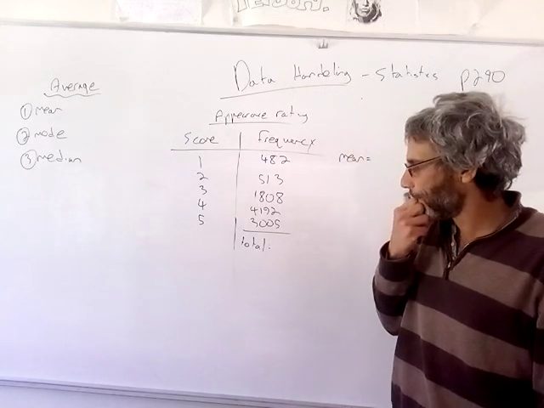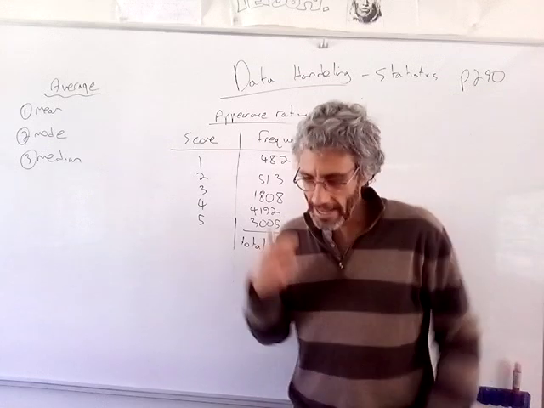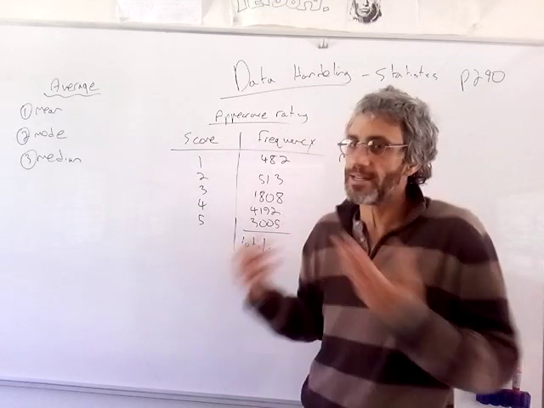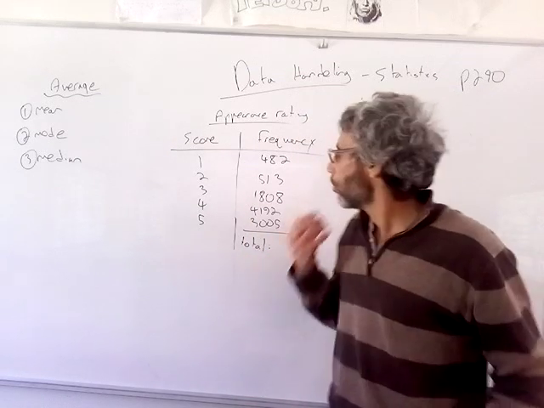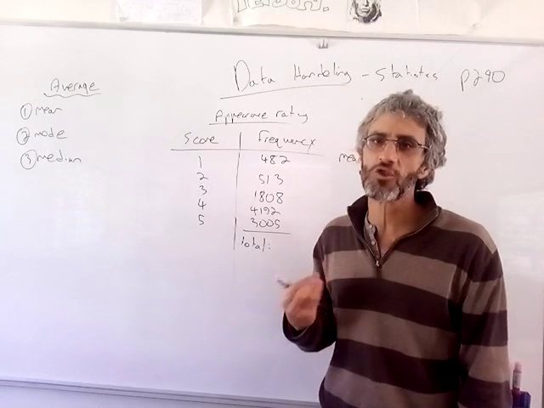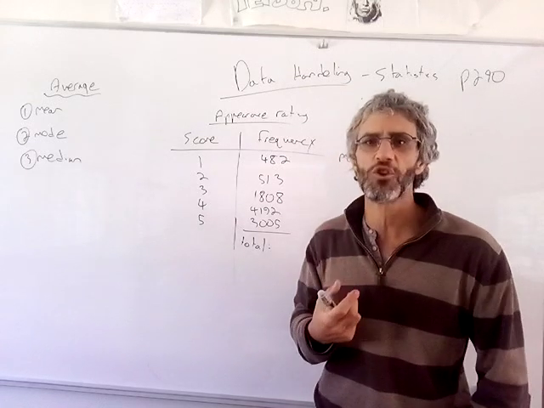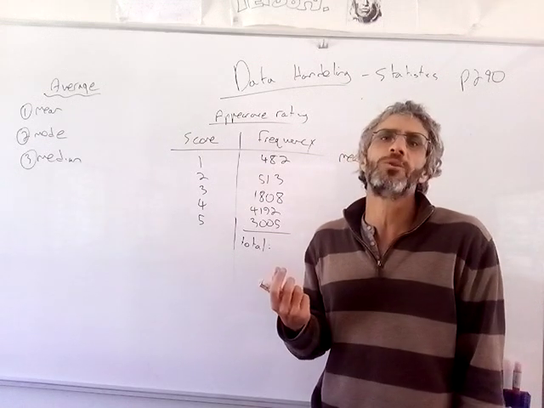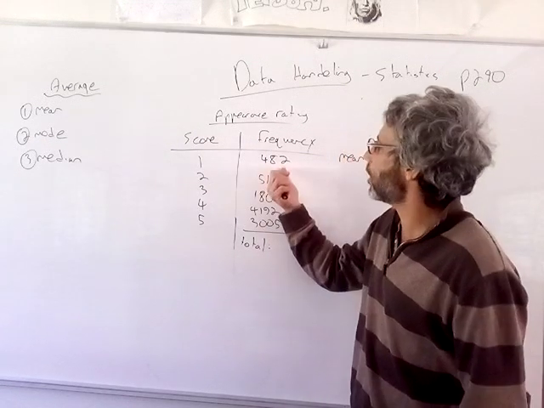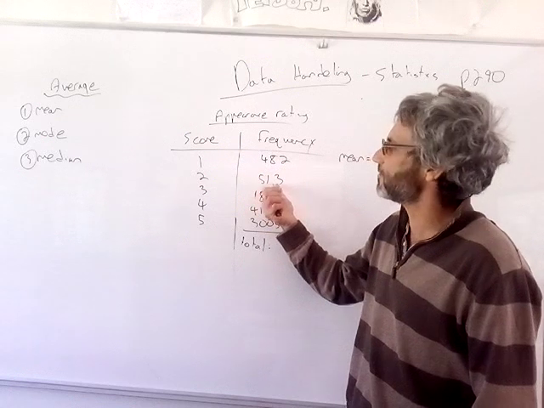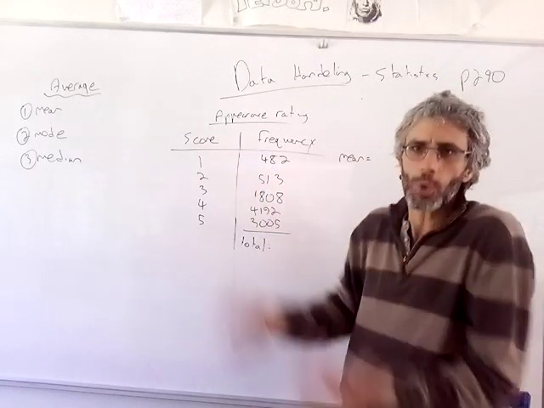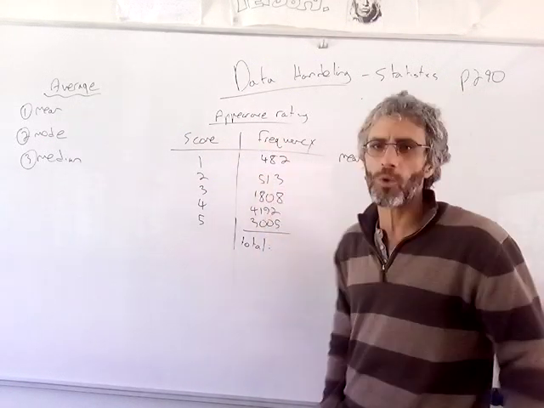Now, one of the things that in that question actually was given to you, but in the test it might not be. Maybe the first thing you need to do before you even look at the question is find out how many people were actually in this survey. How are we going to know how many people were surveyed? Well, if 482 voted 1, 513 voted 2, and so on, the total number of people is just the sum of all these frequencies.